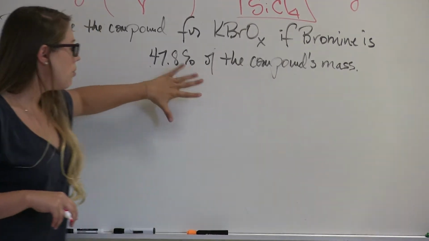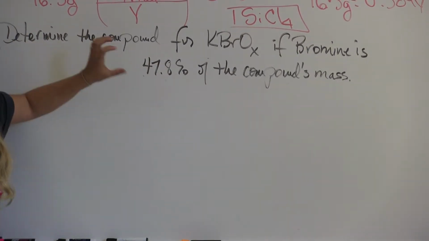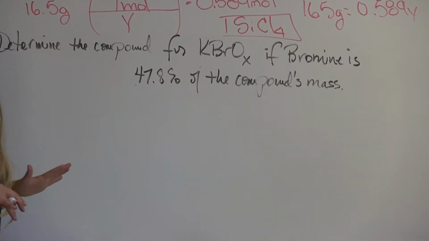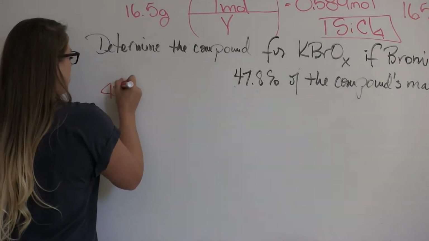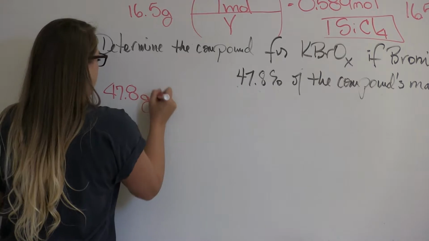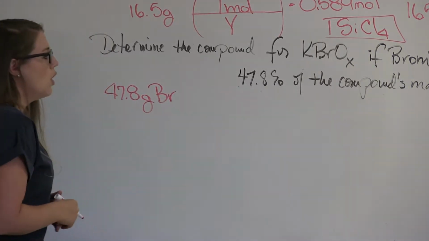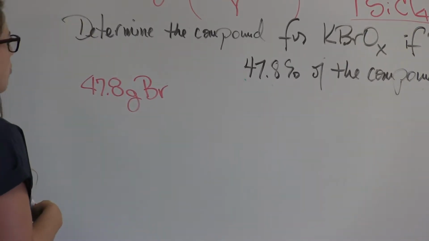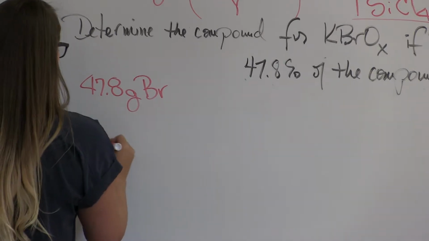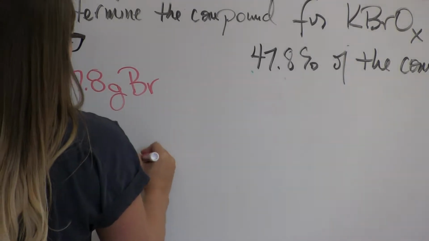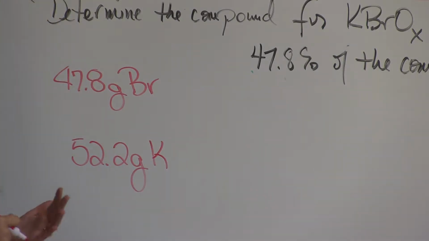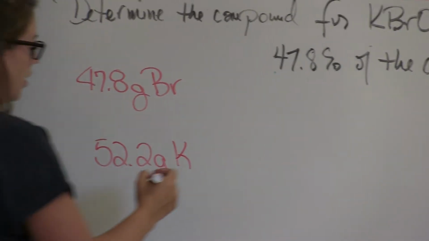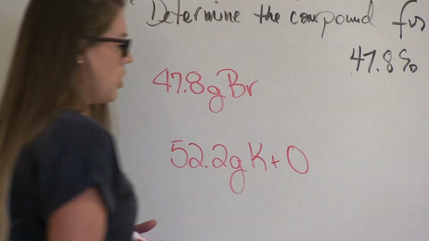Okay, so let's start with what we're given. For a given percent, we know it's out of a 100-gram sample. So we have 47.8 grams of bromine. Now if we subtract that from 100, we're going to get 52.2 grams of not just potassium or oxygen. It's both of them together. So it's potassium and oxygen.